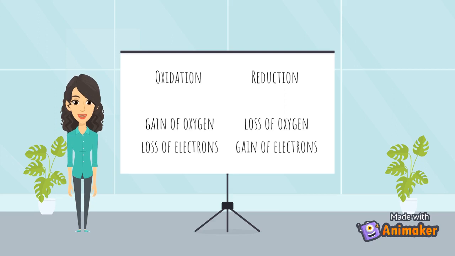When a compound gains oxygen, it is known to be oxidized, and when oxygen is lost, it is known to be reduced. Number 2. The loss or gain of electrons. When a compound gains electrons, it is known to be reduced, and when a compound loses electrons, it is known to be oxidized. And these are the methods by which reduction and oxidation take place. In redox reactions, both types of these reactions occur.